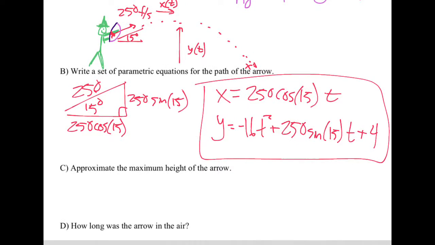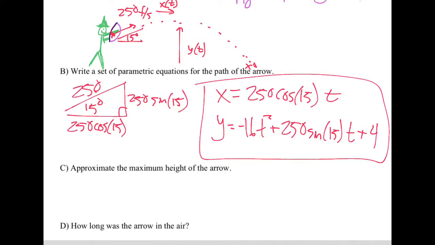So let's go ahead and graph this equation. Remember to be in parametric mode and in degree mode. So x, we got 250 cosine of 15 times time. Don't forget to close your parentheses. For y, we have negative 16t squared plus 250 sine of 15, close your parentheses, multiply by time, and add 4 to it.